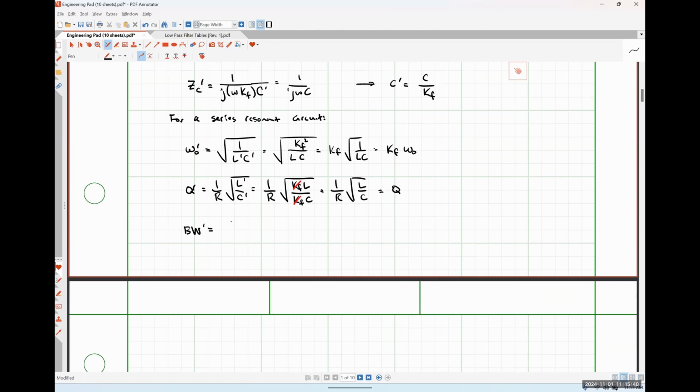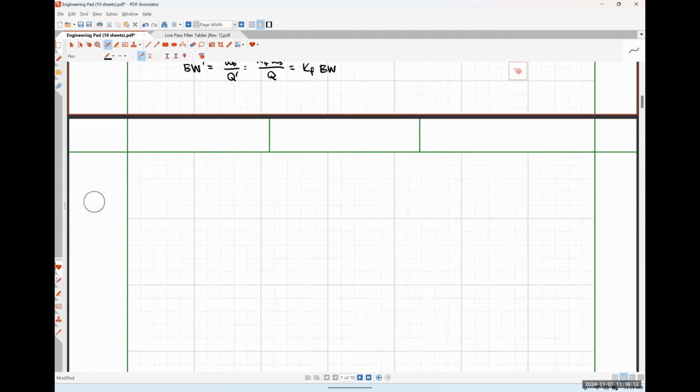And then lastly, we have our bandwidth. So the scaled version of our bandwidth, once again, is omega naught prime over Q prime, which is going to be K_F times omega naught over Q, which is simply K_F times our original bandwidth. All right, so lastly, let's talk about what happens if we do magnitude and frequency scaling simultaneously, because that's actually more likely to be the case, okay?